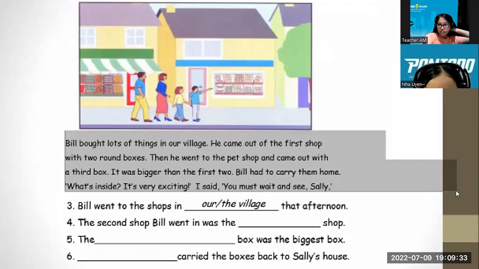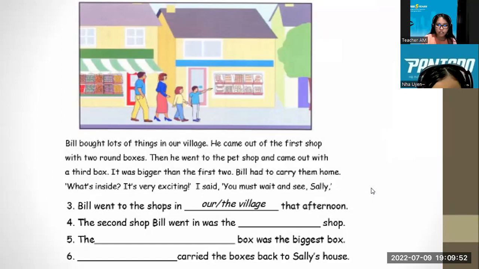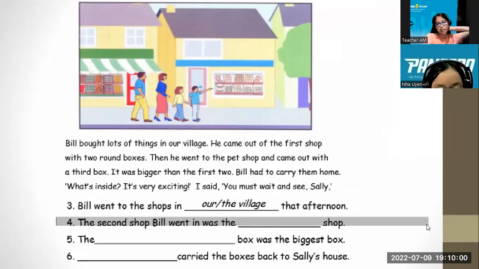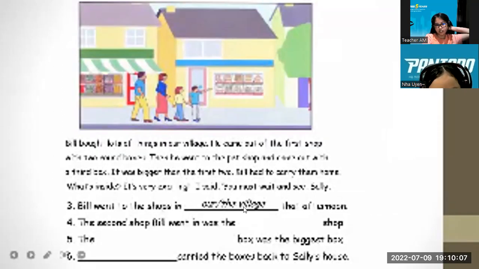Bill bought lots of things in our village. He came out of the first shop with two round boxes. Then he went to the pet shop and came out with a third box. It was bigger than the first two. Bill had to carry them home. What's inside? It's very exciting, I said. You must wait and see, Sally. Number 4, the second shop Bill went in was the what shop? Pet shop. Okay, very good. Finally, you got it right. That is pet shop. What about number 5, Uyen?